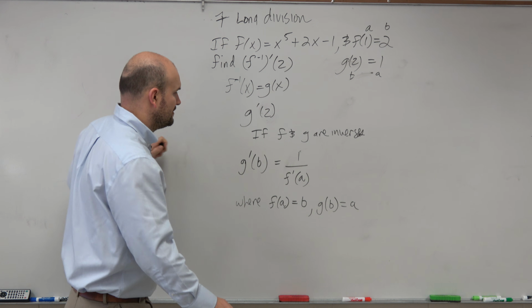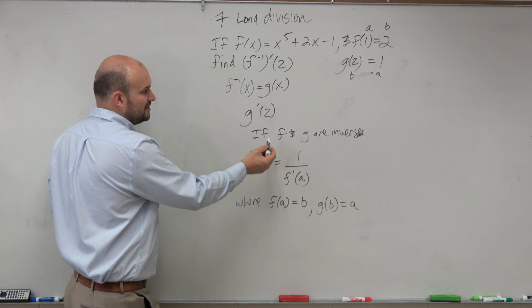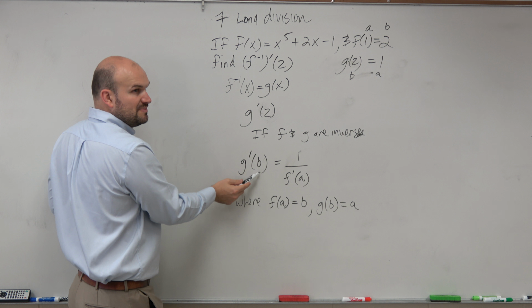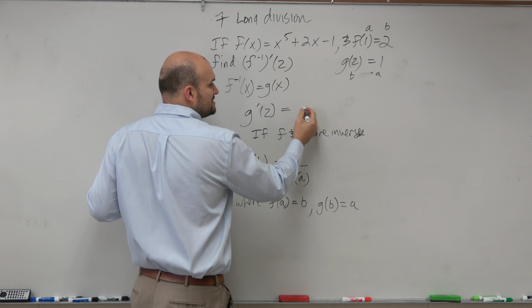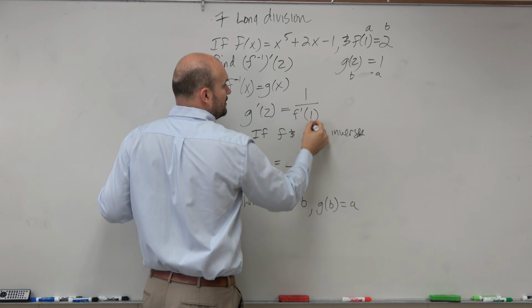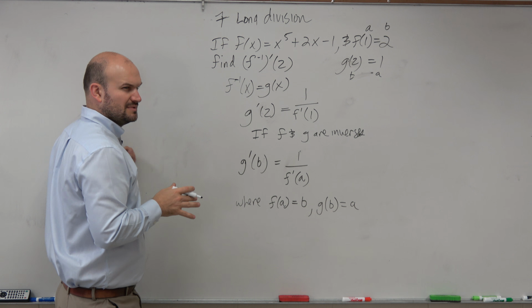OK. So if you guys just think about plugging in, we're trying to find g prime of 2, right? And doesn't that make sense? We're trying to find g prime of 2, which we said 2 was b. So that means all we need to do is take 1 over f prime of a, which is 1. Is it a little bit better?